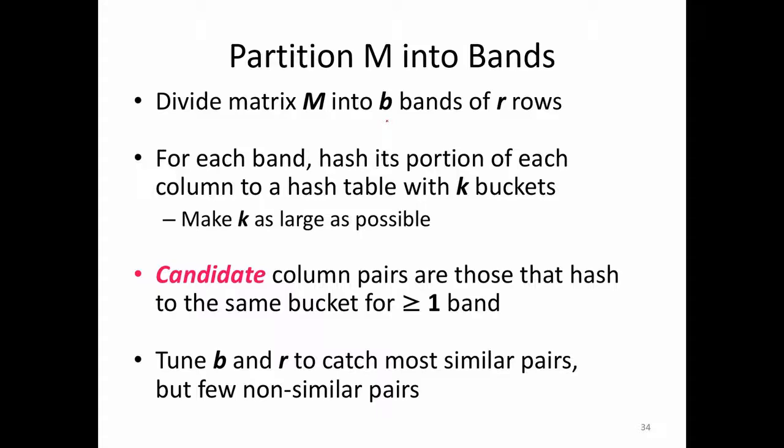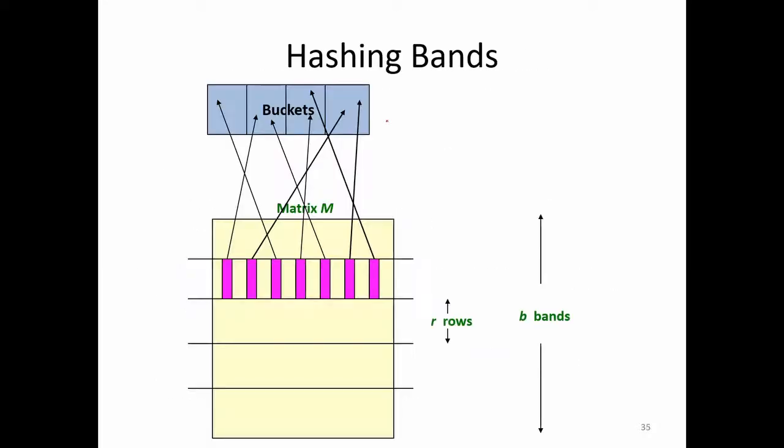Okay, so at least one of the bands, the min hash signature corresponding to at least one of the bands, match. That is, they fall into the same bucket. So this is pictorially represented. You can think of it like that. There are all these columns, and each column is getting mapped to one of the buckets.